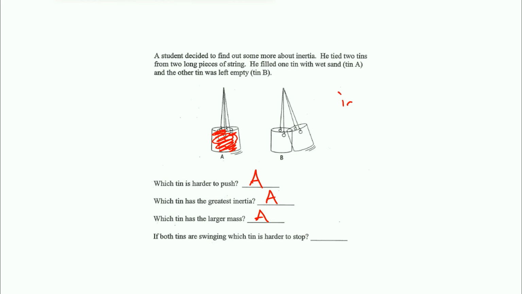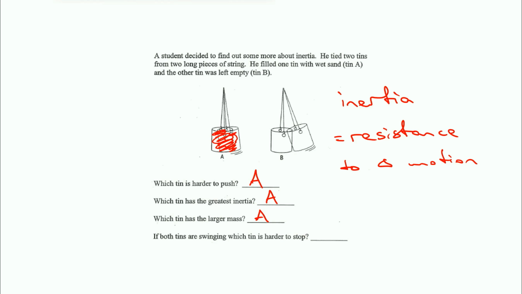Now, what is inertia? Let's just scribble this down. Inertia is the resistance to change of motion. Triangle is just the Greek letter delta, and that stands for change. So if you see a triangle like that, that's just shorthand for change. So inertia is the resistance to change of motion. So tin A, it has more mass, therefore it has more inertia, therefore it's more resistant to a change of its motion. So it's harder to push initially because it was just hanging there and you're trying to change its motion by pushing it. But it's harder to change that motion, so it's harder to push.